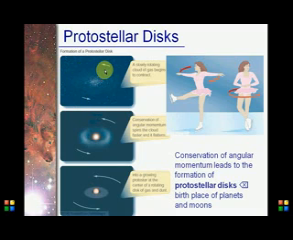It rotates, and this rotation causes a cloud or a disk to be formed around the protostar. And by time this cloud starts to be like a disk. And protostellar disks can form planets and moons according to their density and mass.